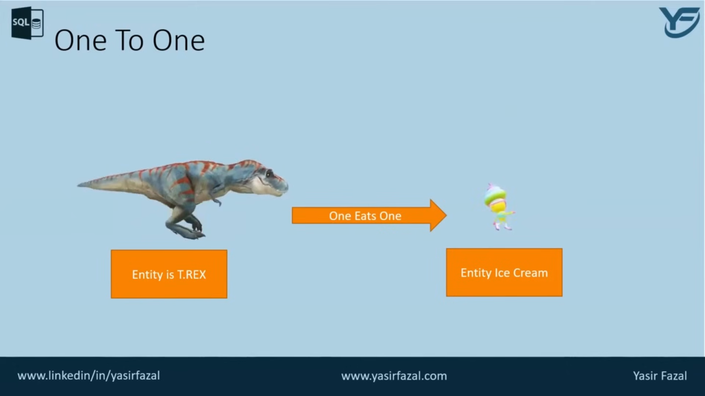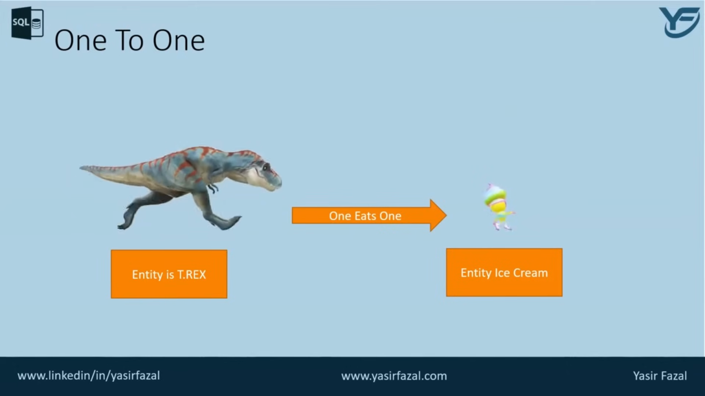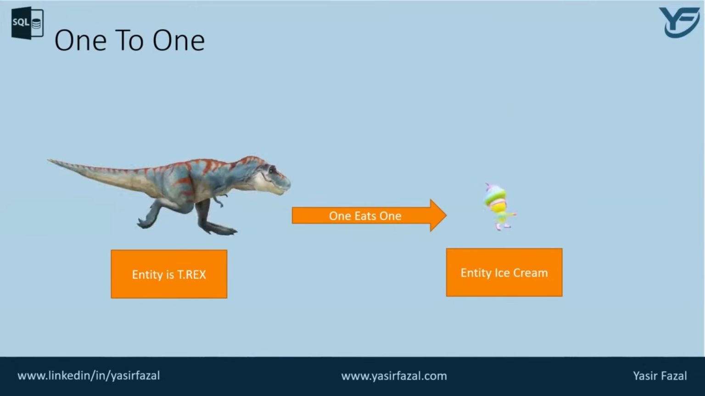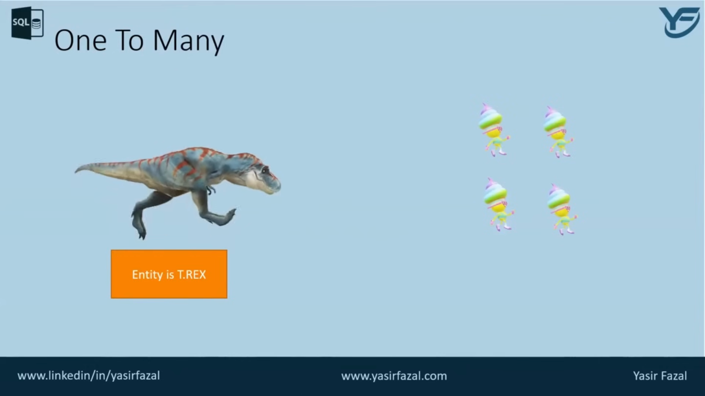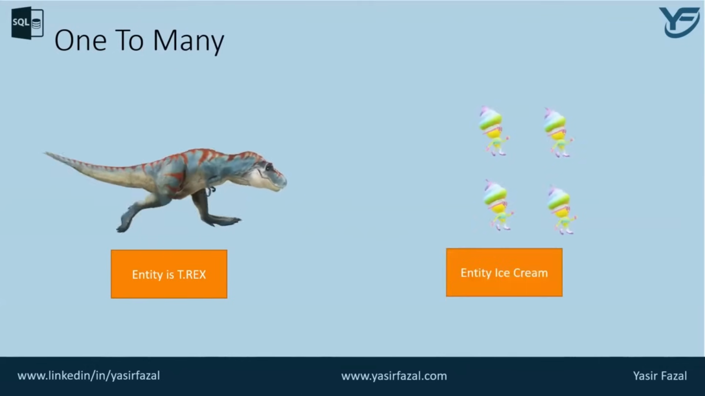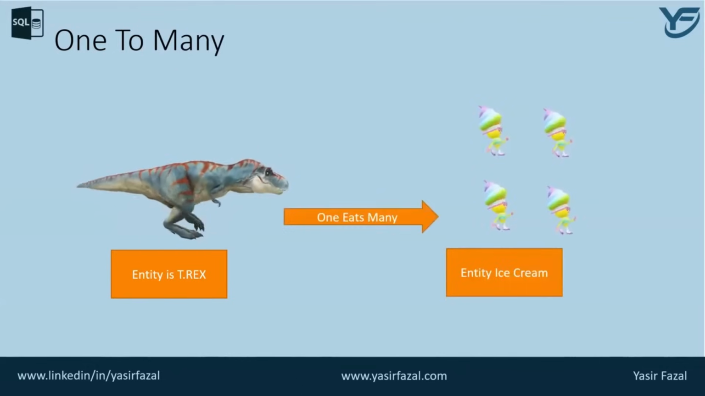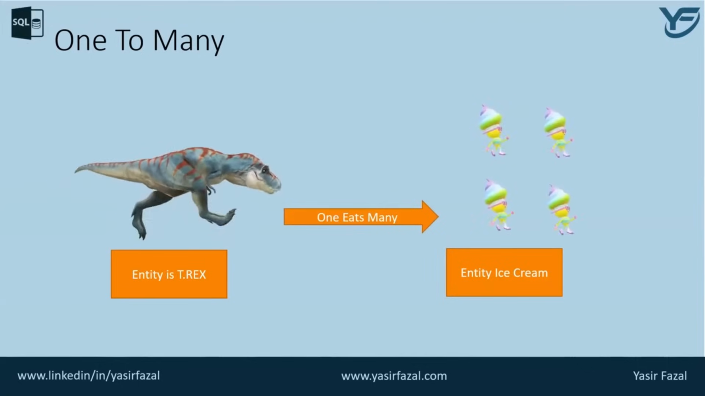When we are talking about a relationship between two entities, this is a one to one relationship. Next is one to many. Like there is one entity of the T-Rex, and then there are multiple entities of the ice cream. And one T-Rex would like to eat many ice creams.